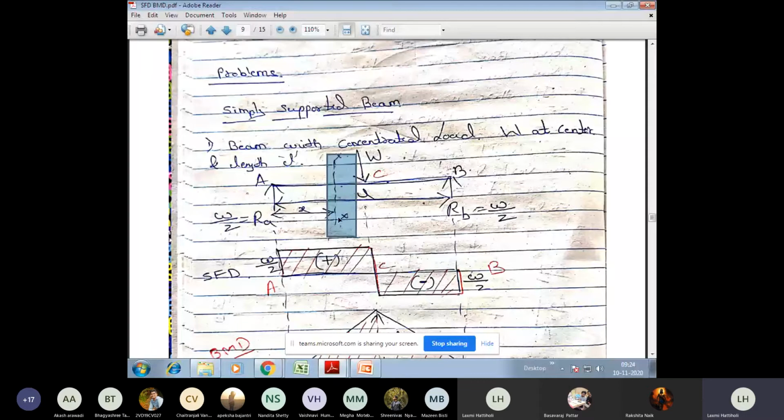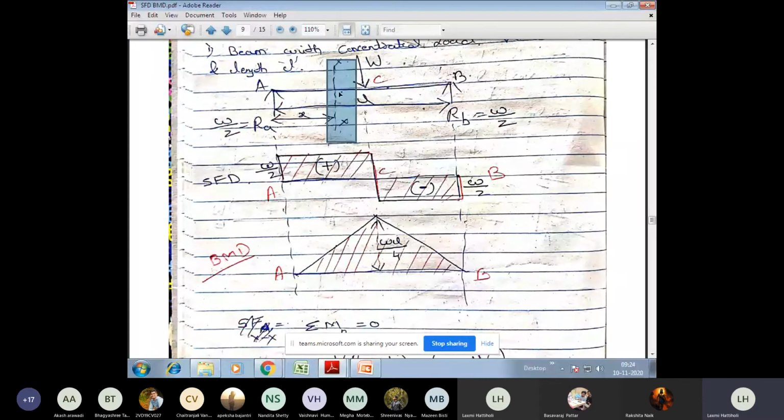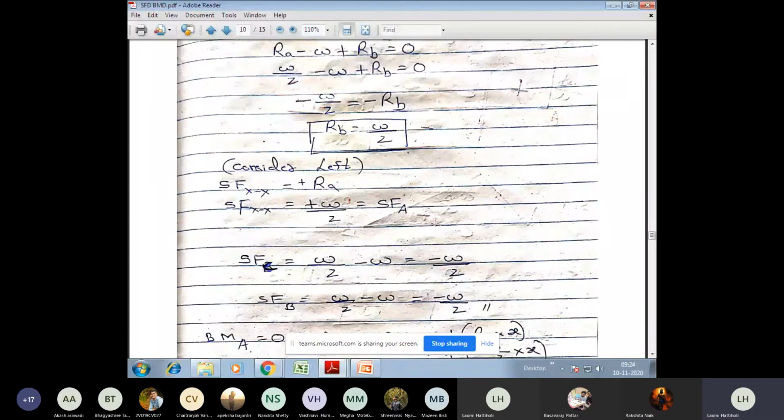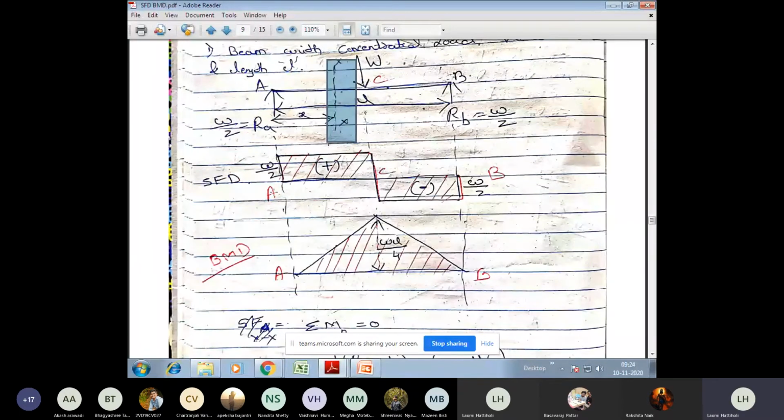Now, I have drawn a section XX here. Shear force at XX is equal to, okay. Now how many forces do you have to the left of the section XX? You have only one force. What is that force? RA. RA, in which direction is it going? In the upward direction. And we know that for shear force, left side upward force is positive.